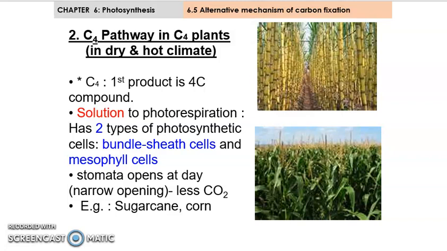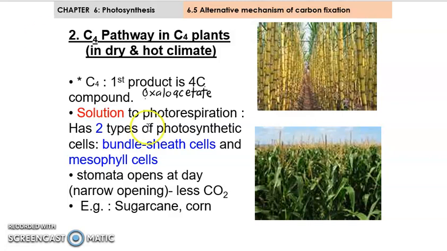So now let's proceed to the C4 pathway in C4 plants. First of all, we look at this one. The first product of this pathway is a 4-carbon compound. Actually, this 4-carbon compound is oxaloacetate. Later we will discuss the cycle. Untuk 4-carbon compound ni namanya adalah oxaloacetate.